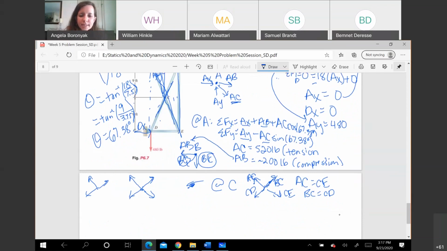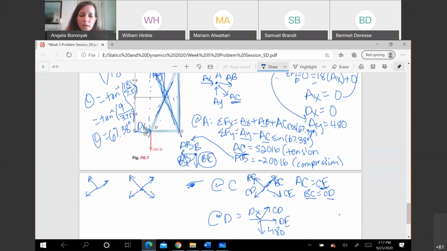At D, do my same things. I will have DX going in. I have my external force, 480, pulling down. Then this was CD, and this was DE. Okay, and so from C, because I already knew AC, I can know CE. And because I already knew BC, once I solve for B, I can get CD.